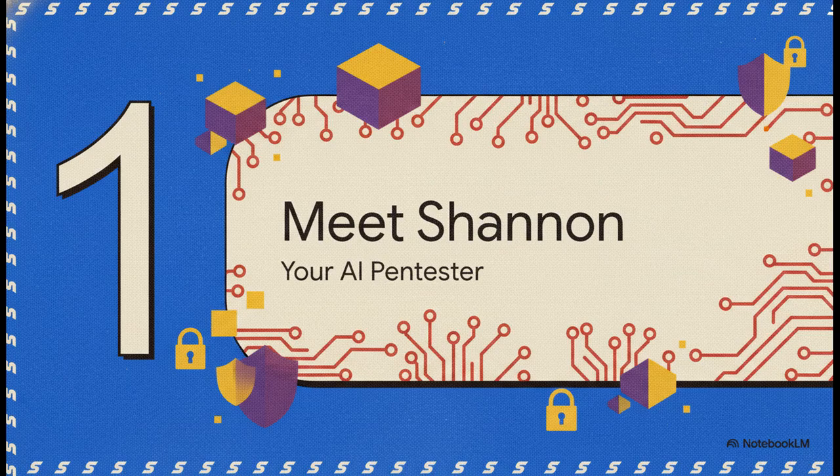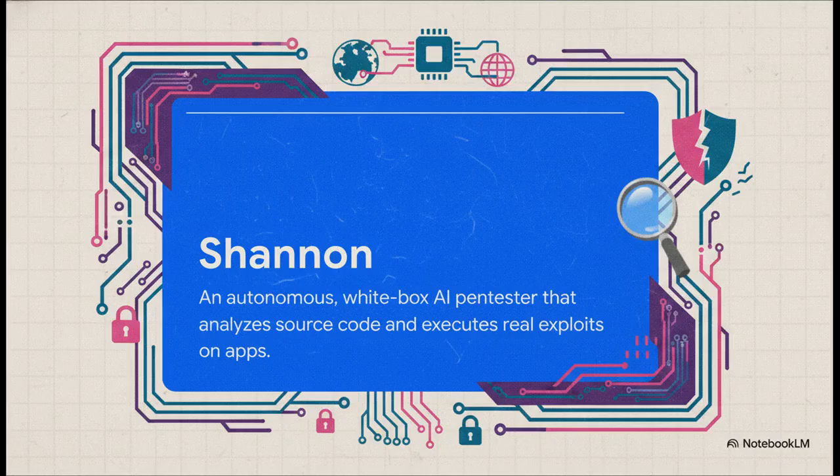Shannon isn't just another security scanner that gives you a long list of maybes. No, it's built to be an autonomous AI pen tester, and that represents a pretty big shift in how we can think about securing our applications. Let's break this down real quick. Autonomous basically means you kick off a full pen test with just a single command. White box means it gets to see your source code, which lets it do a way deeper analysis than an outside attacker could. And here's the most important part. It executes real exploits. It doesn't guess, it doesn't suggest, it proves a vulnerability is real by actually breaking in.